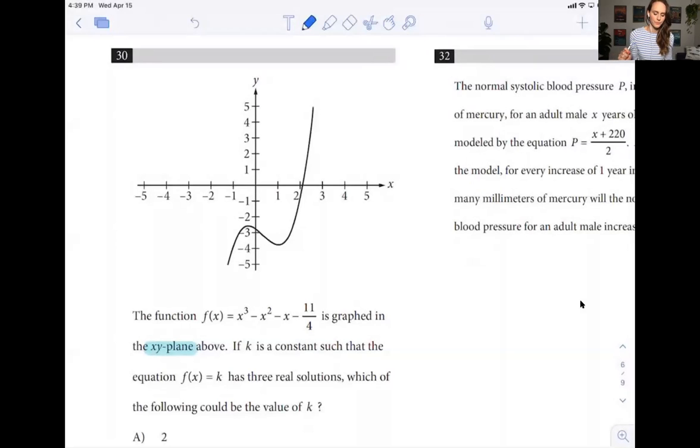Probably got frozen on there. Oops. There we go.